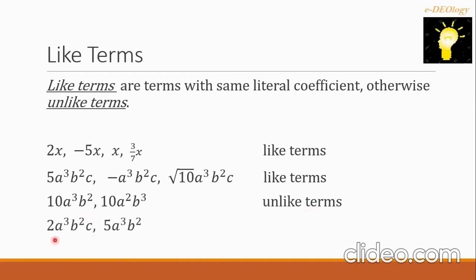Fourth example, I have here 2 terms, 2a cubed b squared c. The second is 5a cubed b squared. So in the first term here, I have 3 variables a, b, c. In the second term, I have only 2 variables a and b. While it is true that the exponents for the a and b are same, in the second term, the variable c is missing. So in this case, this is an example of unlike terms.